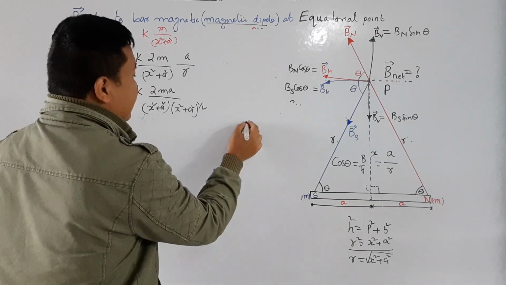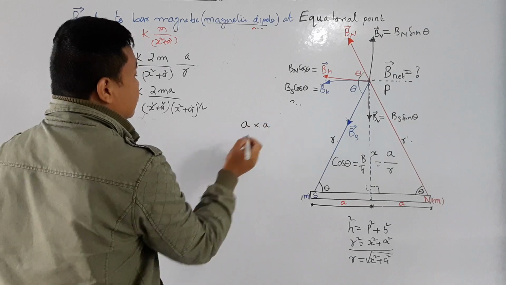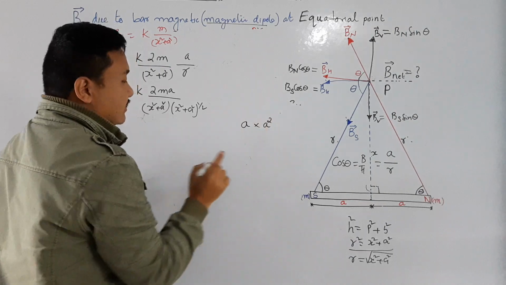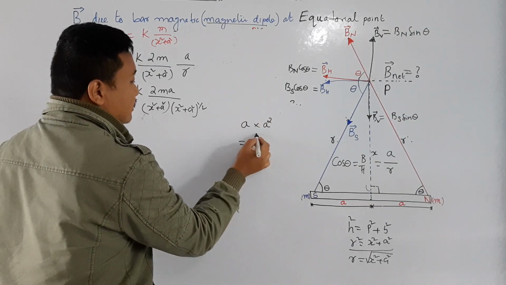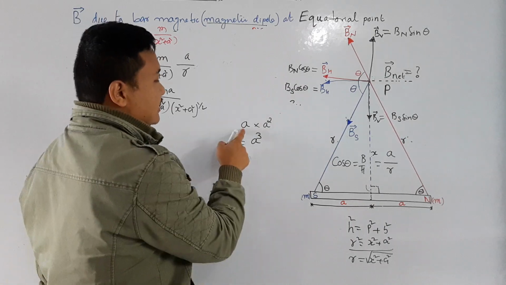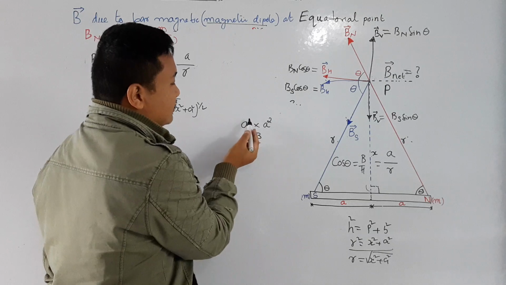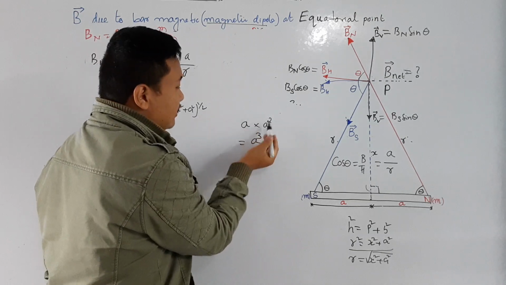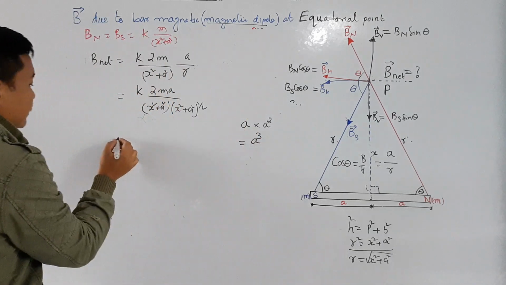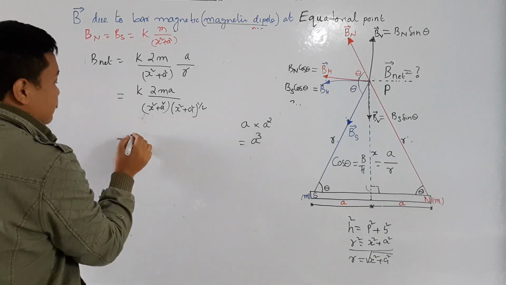Then if you have a into a, or a to the power 2, then this will become a to the power 3. Why? Because in multiplication, if the bases are the same, the powers will be added, because I have here 1 and 2, and 1 plus 2 is 3. So similarly, let me now put the value of k.